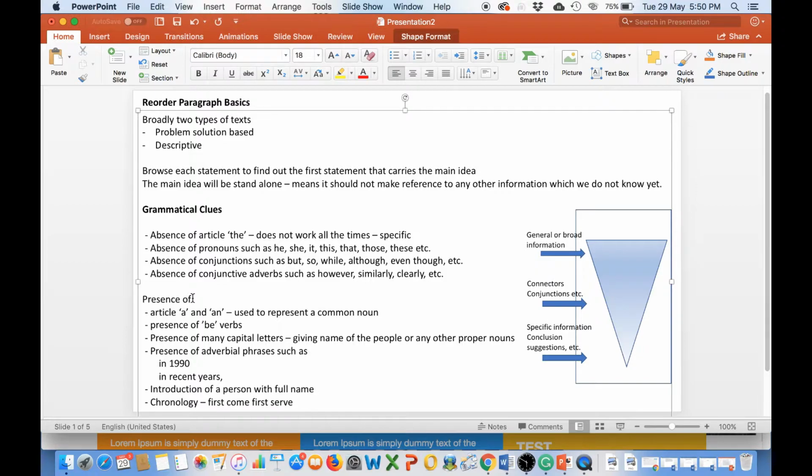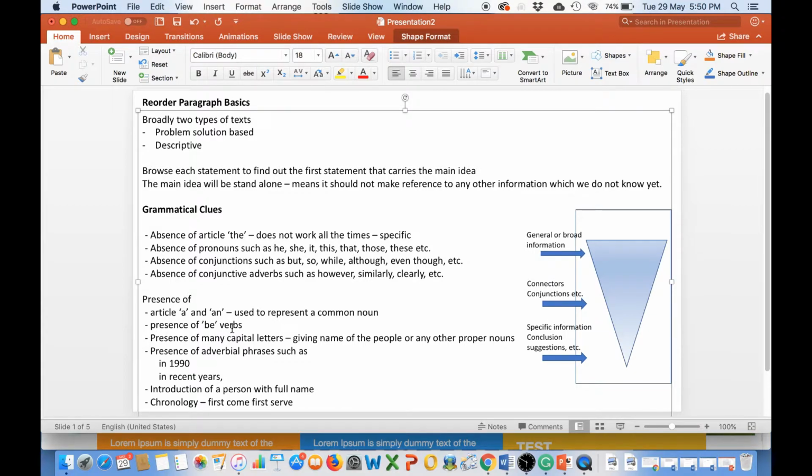Now, there are a few other things. What are the things that you may look for in the first statement? First, the presence of the articles a and an, used to represent a common noun. Most of the common, broad or general things exist at the top as per this rule. So if any statement starts with a or an, that may have the potential to go at number 1.